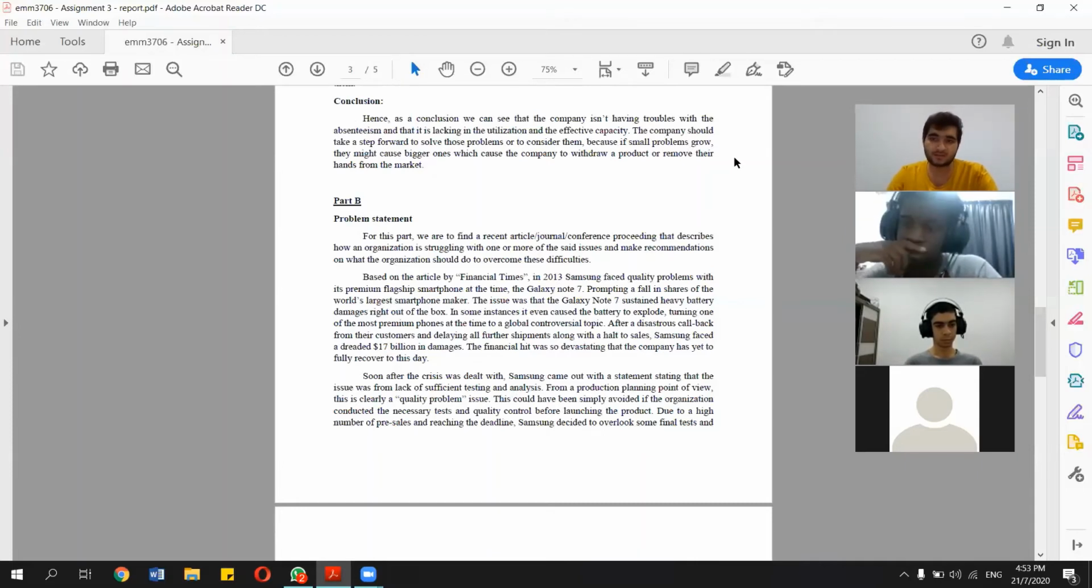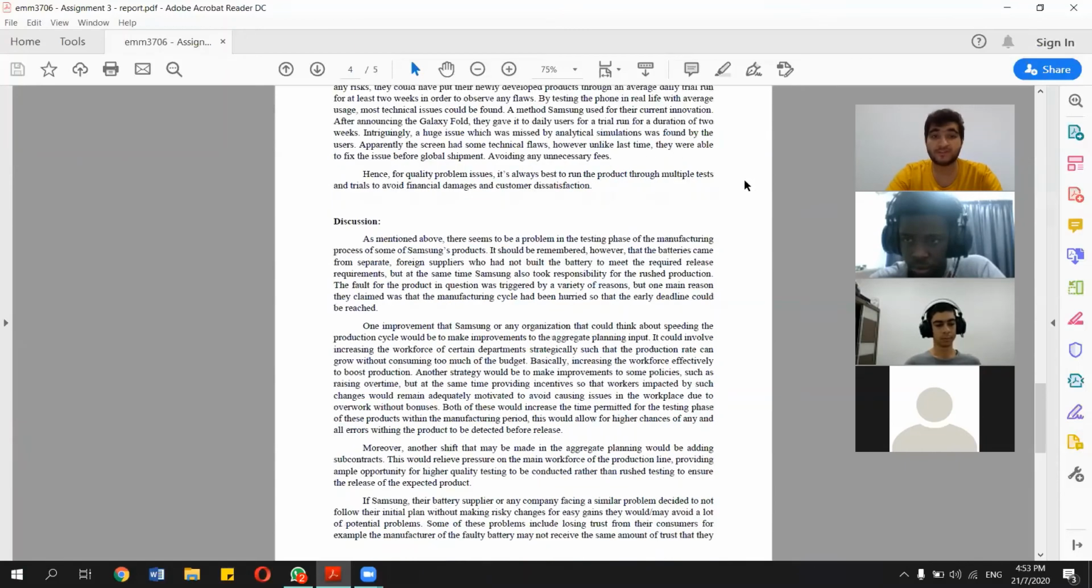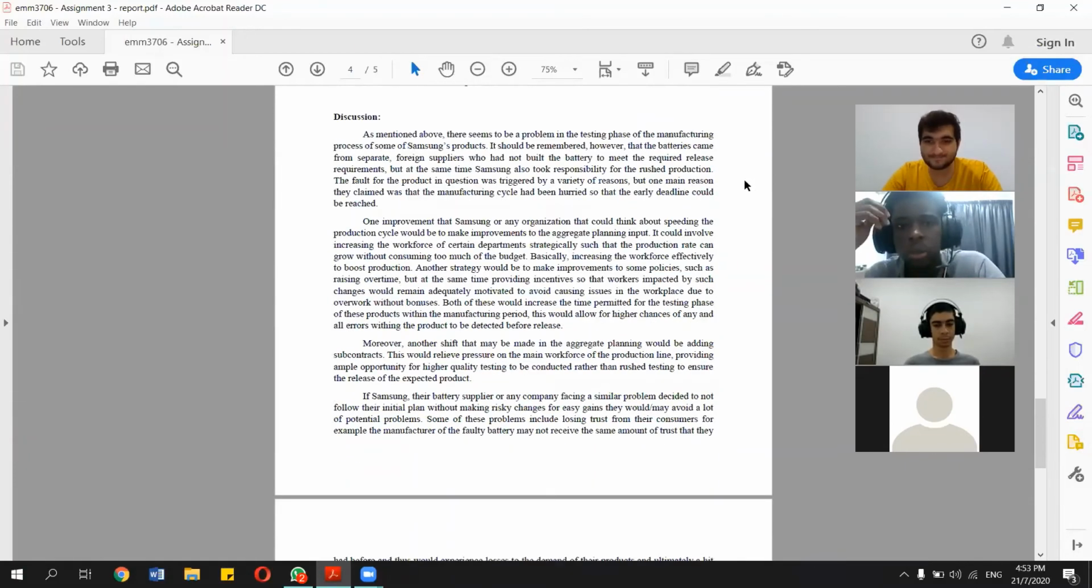Samsung has adopted some methods to avoid this in future products. But we also came up with some new ideas that we think could help the company avoid this completely. So for that, we'll go to the discussion. As Hamid already mentioned, the problem was in the testing phase. They did not test it well enough to find the problem, which was the battery, right?